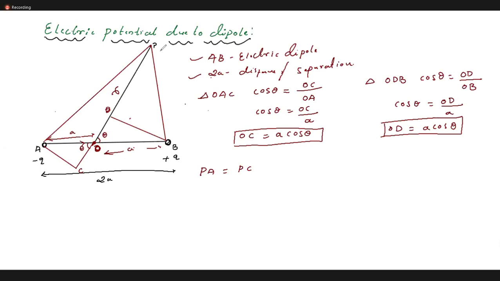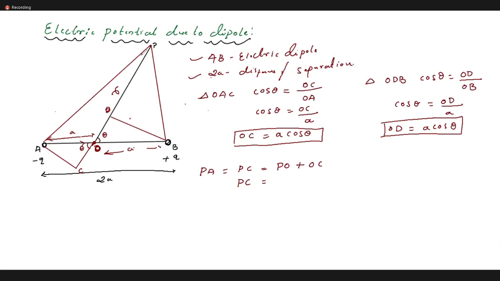Because PA is equal to PC. Let me write it like that. PA is equal to PC, where PC is the sum of PO plus OC. Yes or no? So PC is equal to PO plus OC, or OP plus OC. Then PC is equal to PO.